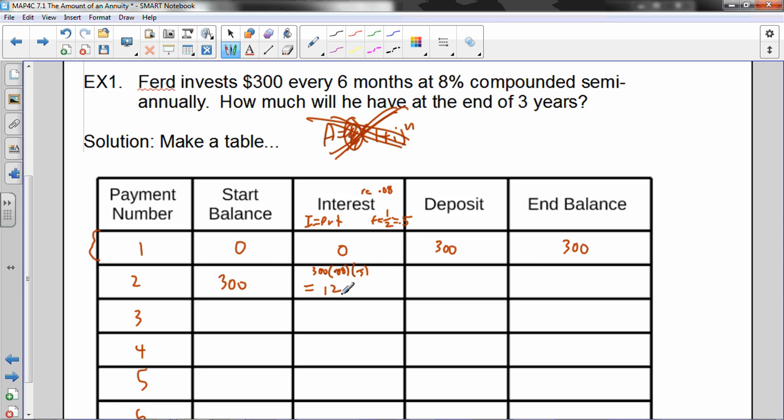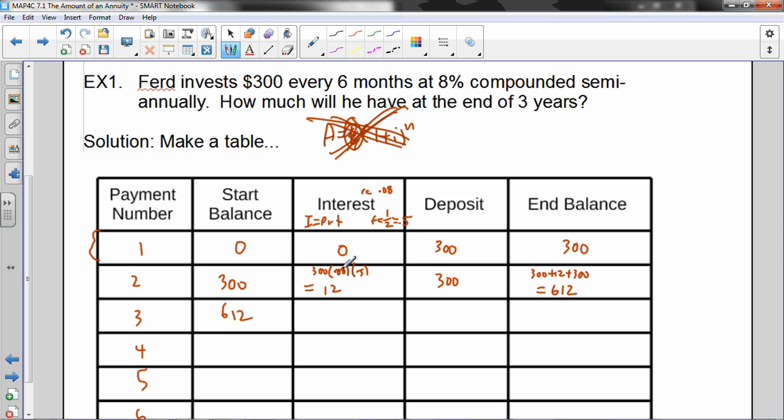But then along with the $12 interest that he earned over those 6 months, he's going to put in another $300. So now how much has he got at the end? He's got 300 plus 12 plus 300. He's got $612 in the account now, right? And at the beginning of the next period, he's got $612 in the account, and it starts earning interest.